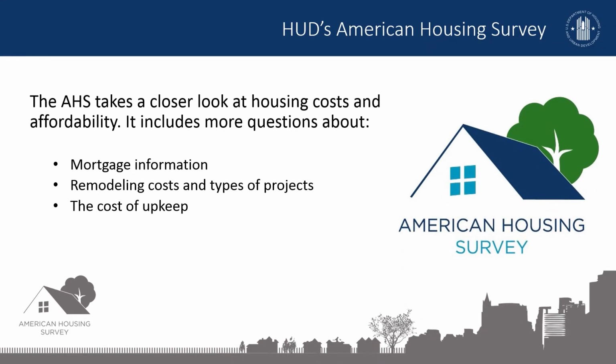Another key difference in the surveys, the AHS takes a closer look at housing costs and affordability. It includes more questions about mortgage information, remodeling costs and types of projects, and the cost of upkeep. Different from the ACS, the AHS also includes questions about rental subsidies.